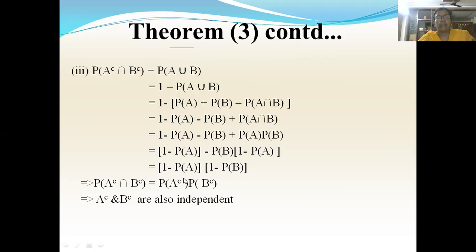What is 1 minus P of A? P of A complement. 1 minus P of B is P of B complement. So we got P of A complement intersection B complement is equal to P of A complement into P of B complement. So it implies what? A complement and B complement are also independent events.